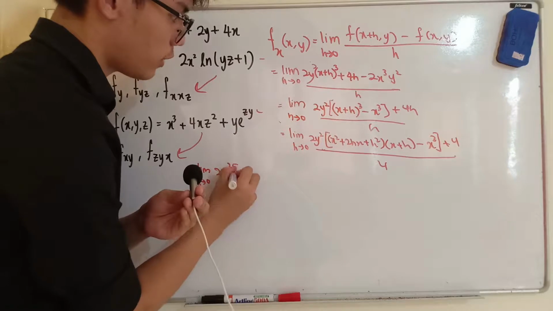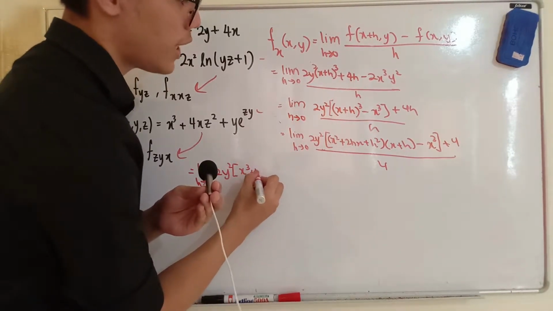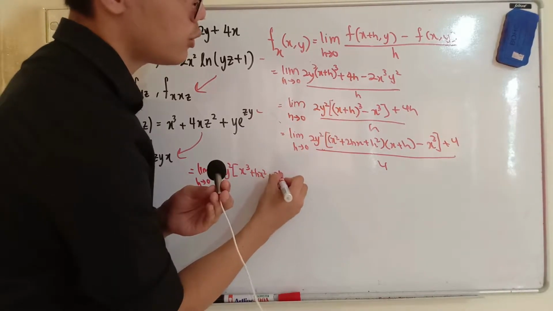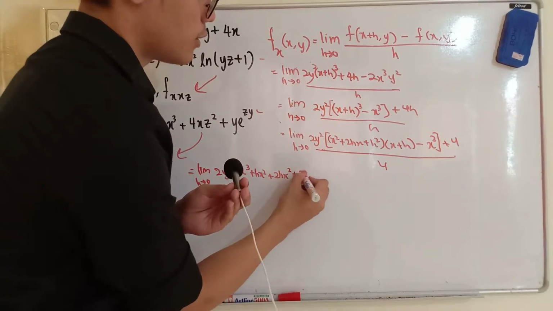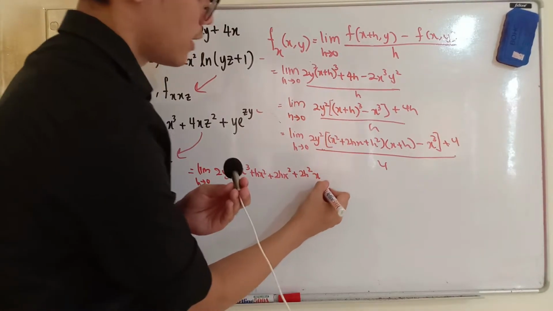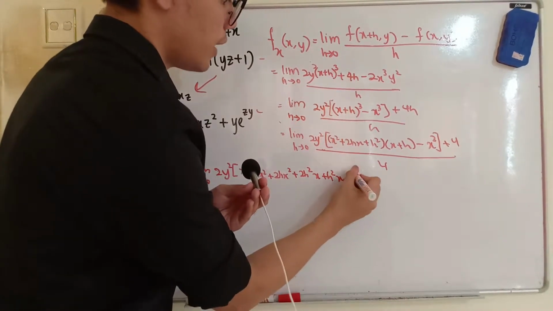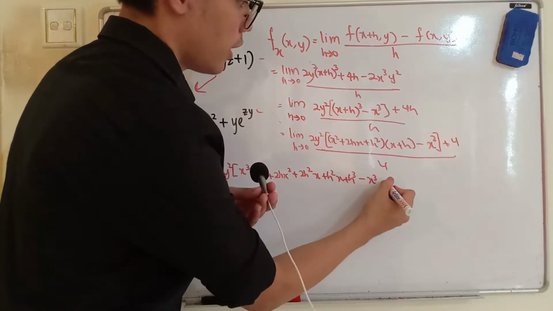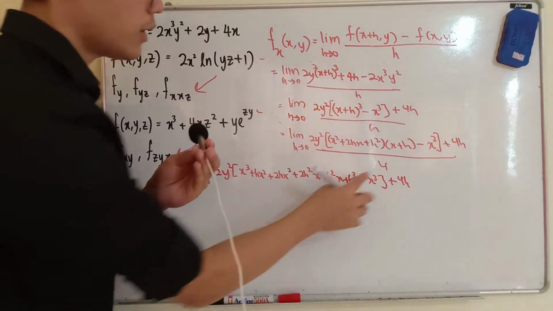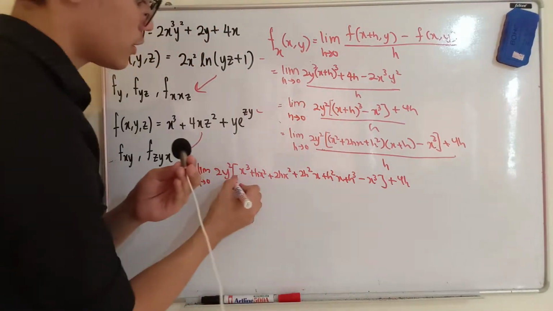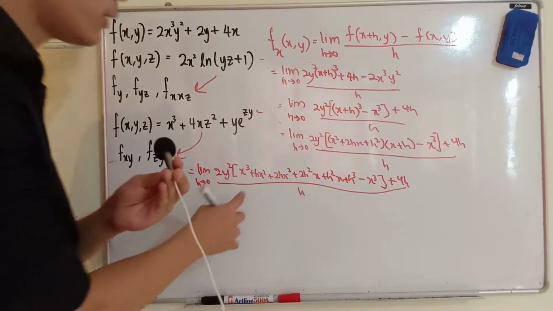So 2y squared over here, and then s cubed, and then hs squared, 2hs squared, 2h squared s, and then h squared s, and h cubed, minus s cubed, plus 4h. Wow, 4h. There is going to be h over here also, and then over h. Then you see what you can cancel over here.